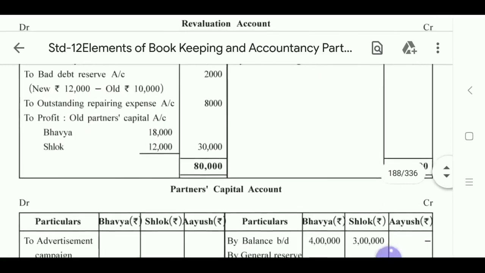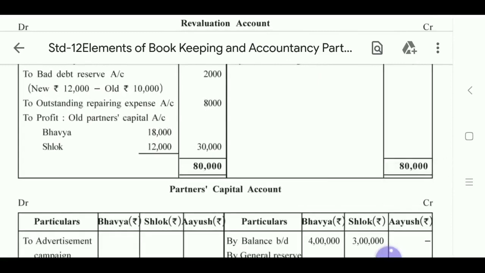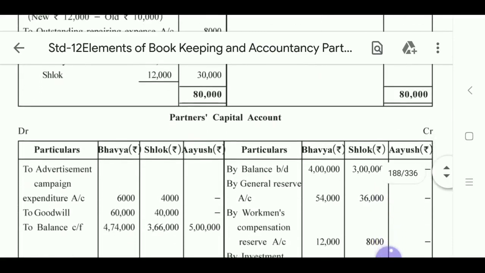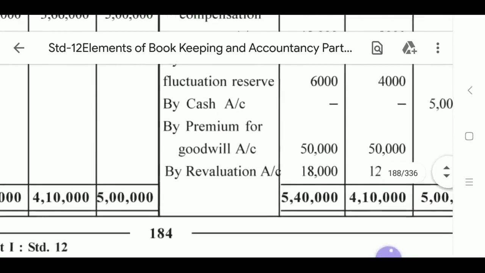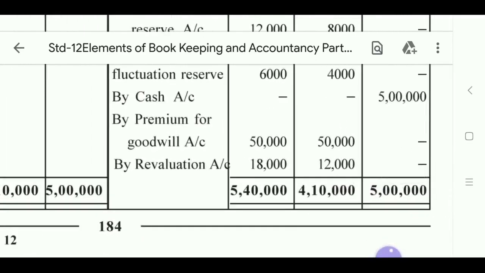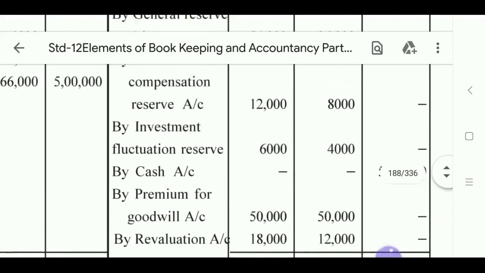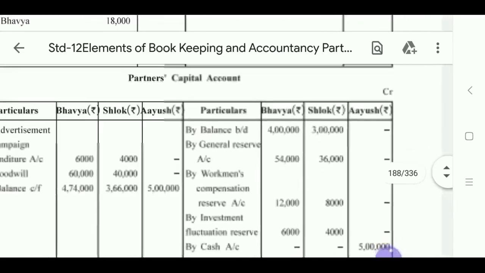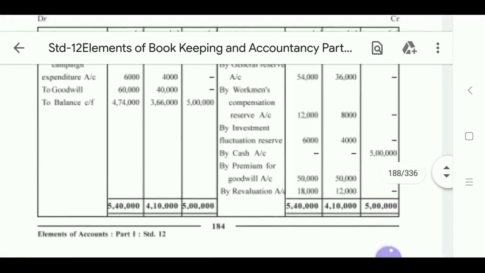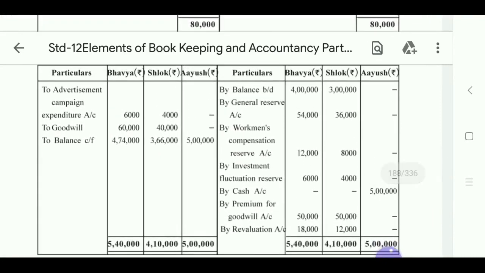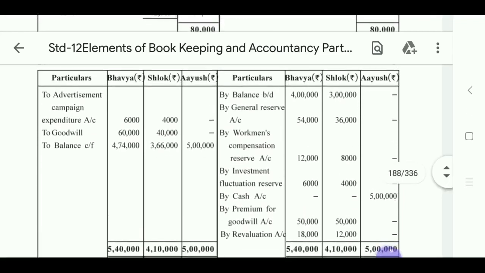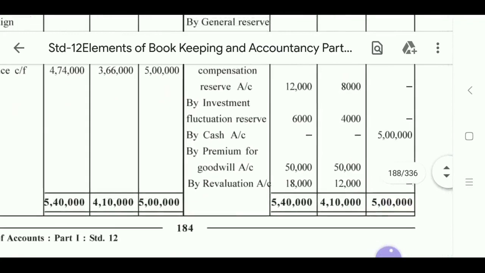Yes. Now this amount is to be transferred to partner's capital account. The logic is this is profit. So profit is always credited to partner's capital account. You can see here by revaluation account 18,000, 12,000 in the column of Bhavya and Shlok. Now the total of partners capital accounts. Yes. So again I can see here the total of credit side of partners capital account is more. Starting with Bhavya, the total is 5,40,000.